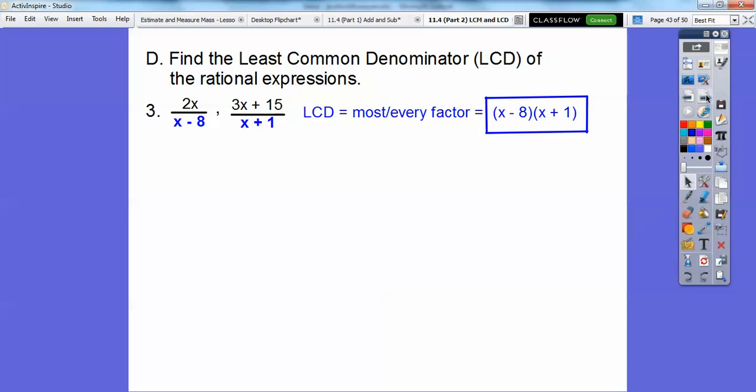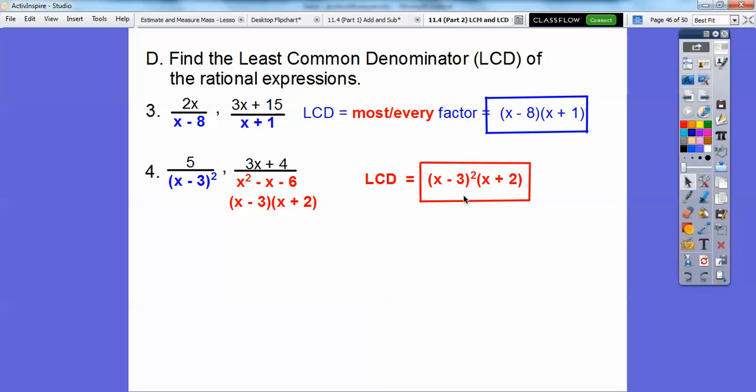All right, how about this guy right here? Let's factor this. This one's already factored, so I bet this one has an x minus 3 in it. So factors of negative 6 that add to negative 1 are negative 3 and positive 2. So x minus 3, x plus 2. Okay, most of every factor. So I'm going to see some x minus 3's. The biggest group of x minus 3's comes from this one. And then the x plus 2's right there.